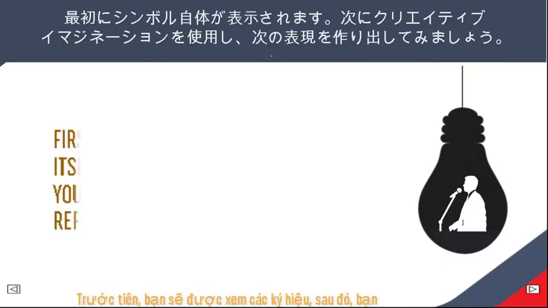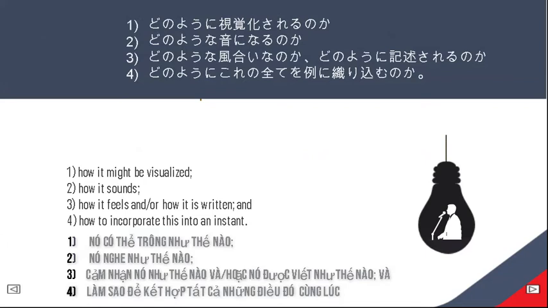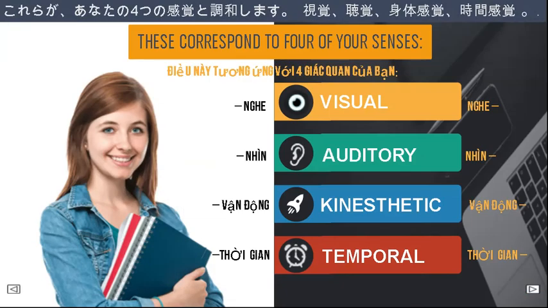First, you will be presented with the symbol itself. You will then create, using your creative imagination, a representation of 1. How it might be visualized, 2. How it sounds, 3. How it feels and/or how it is written, and 4. How to incorporate all of this into an instant. These correspond to 4 of your senses: visual, auditory, kinesthetic, and temporal.